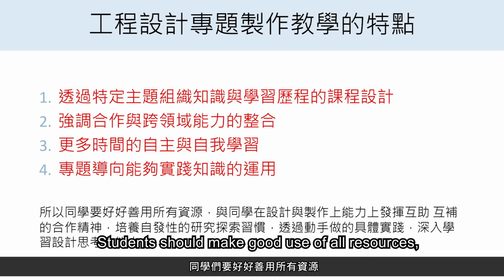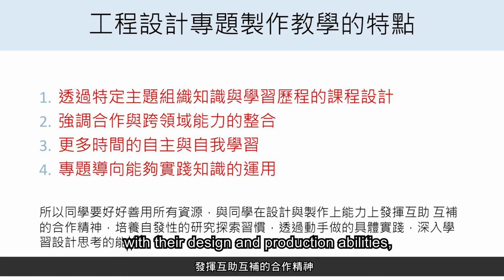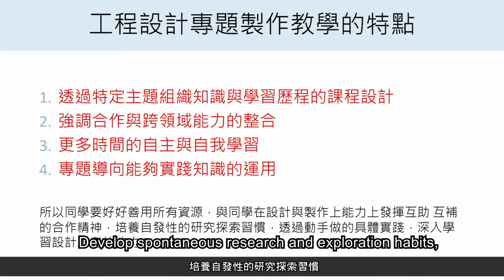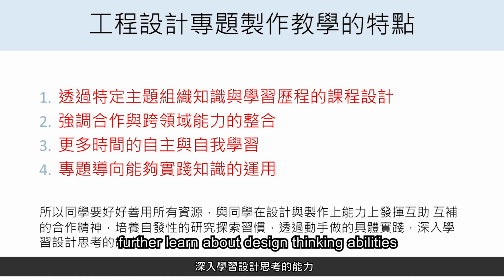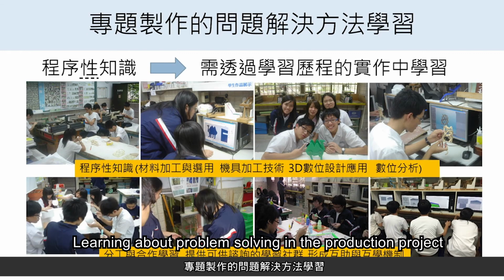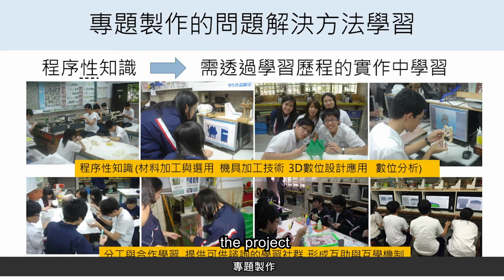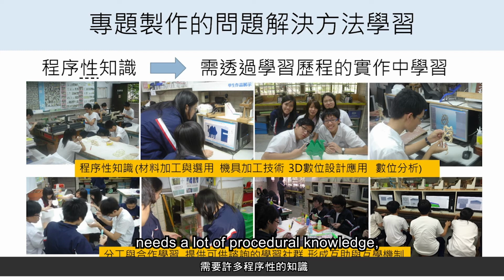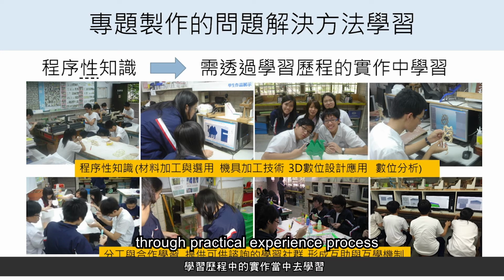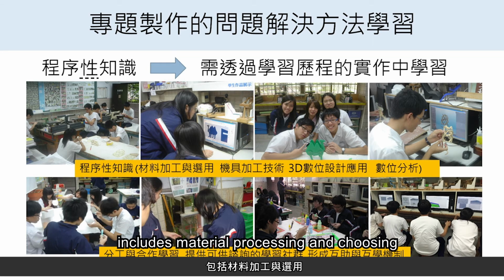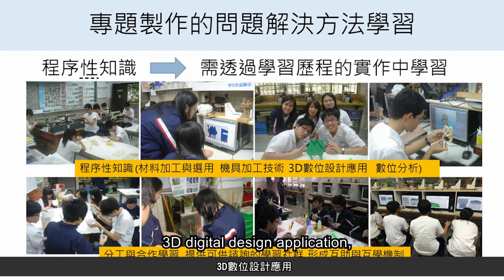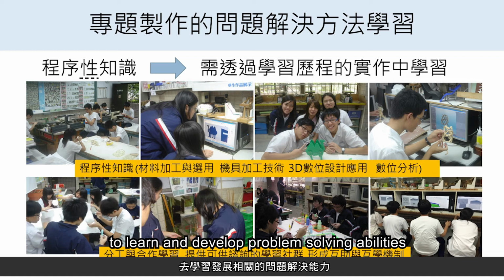Students should make good use of all resources, show mutual help and cooperation with their design and production abilities, develop a spontaneous research and exploration habits through hands-on experience for the learn about design thinking abilities. Learning about problem solving in the production project. The project needs a lot of procedural knowledge, which must be learned through practical experience process. This procedural knowledge includes material processing and choosing, manufacturing equipment technique, 3D digital design application, digital analysis. They all rely on the students' practical experience to learn and develop problem-solving abilities.